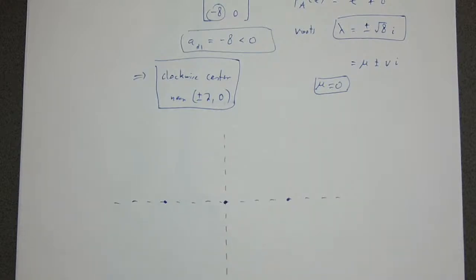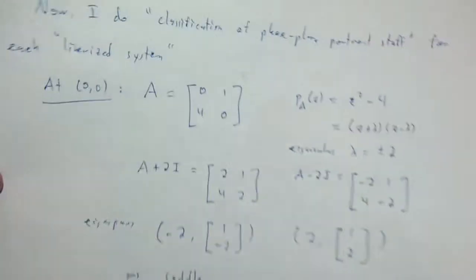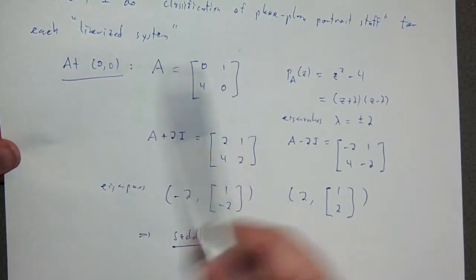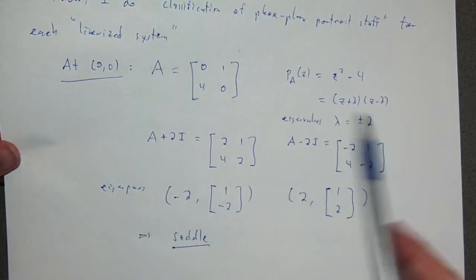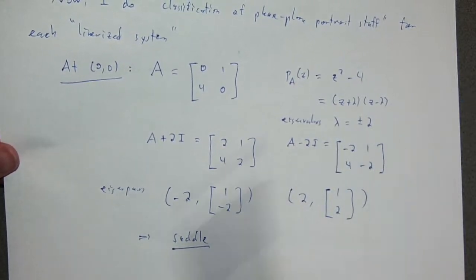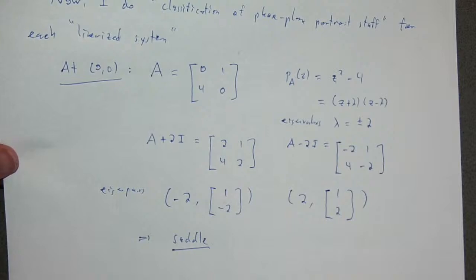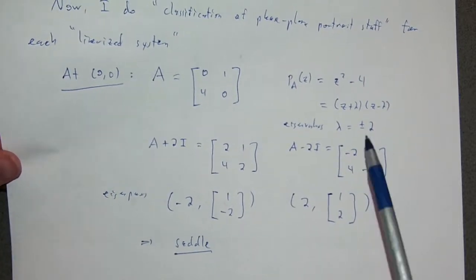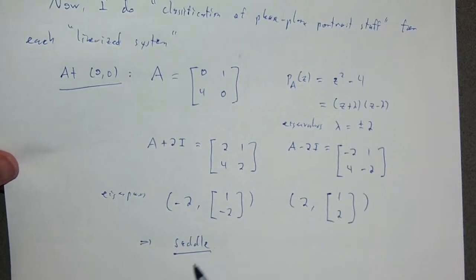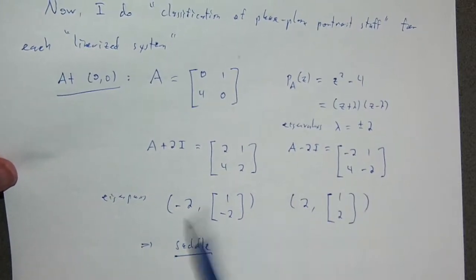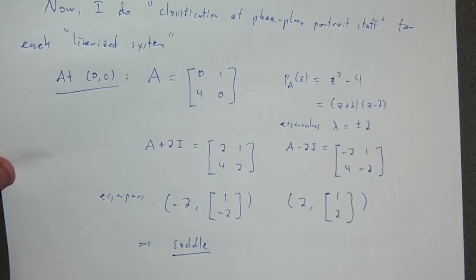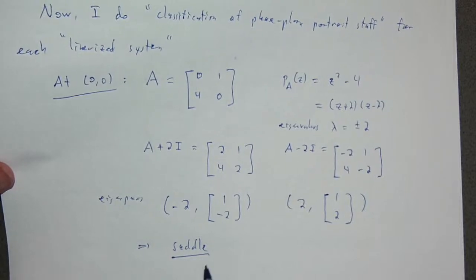Near 0, 0, my linearized matrix, this Jacobian, is 0, 1, 4, 0. It has eigenvalues plus or minus 2. The real parts have opposite sign, and that leads to a saddle. Now you say, do I have to find eigenpairs? Technically not, if all you care about is whether this is a saddle or not. This is just if you wanted more info about exactly how these line solutions look, for instance. So this is a saddle.